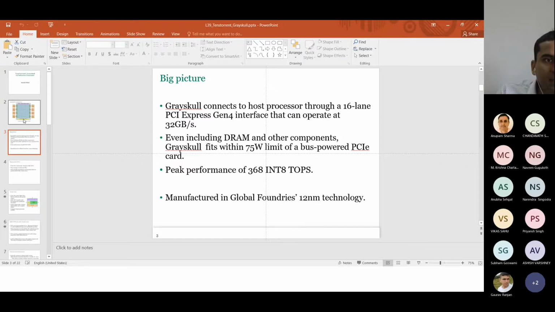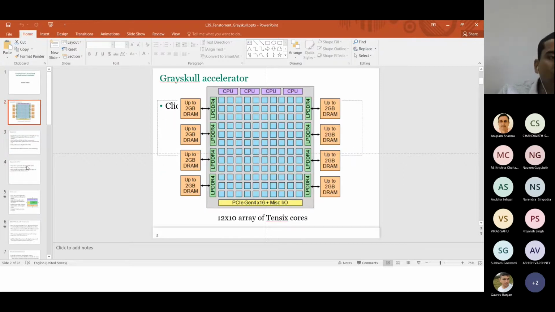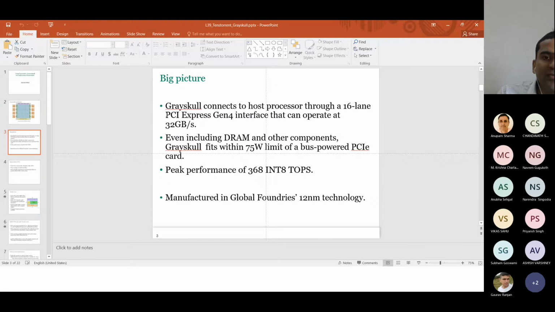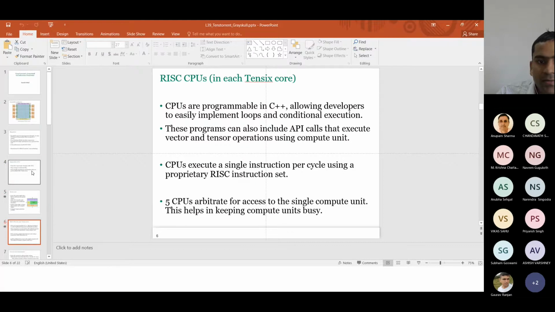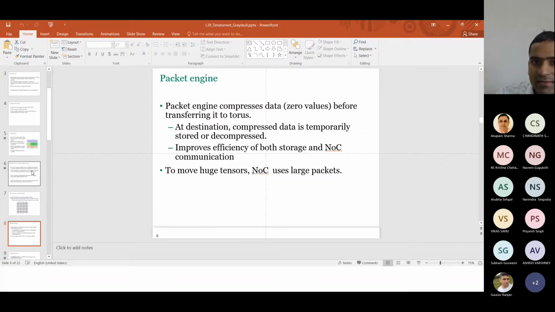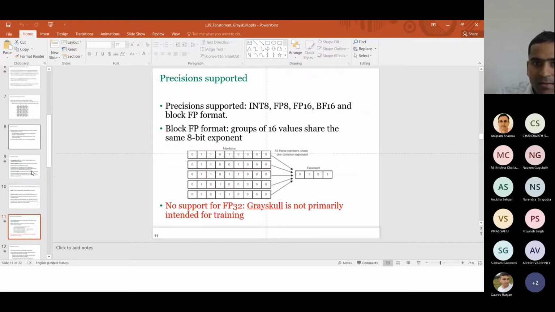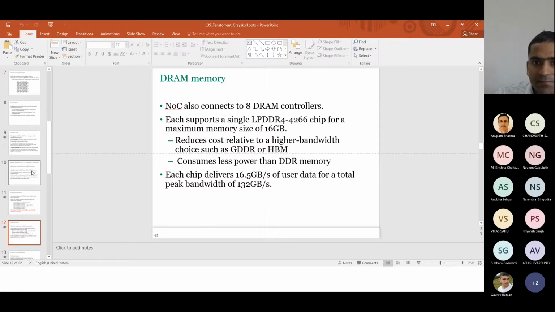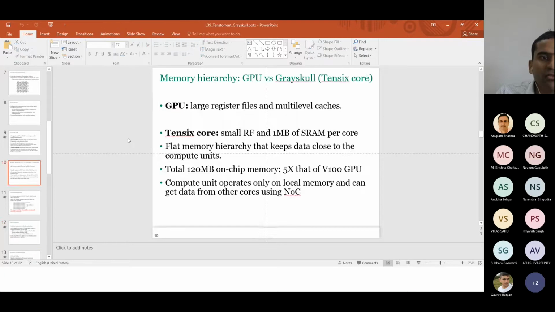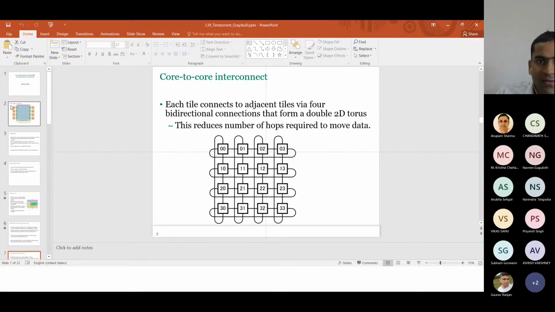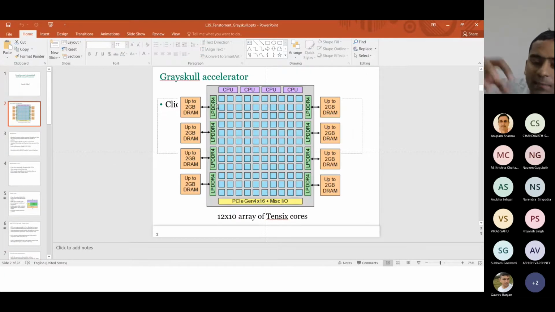So this PCI Express slot is for connecting to the host. Always remember this. PCI Express is for connecting to the host. For DRAM, we have not written this in the text here. I was trying to look whether we have. Yeah, here, 8 DRAM controllers. The network on chip connects to 8 DRAM controllers. What you see as LPDDR4 is a DRAM controller, and the DRAM memory controller is always on chip.